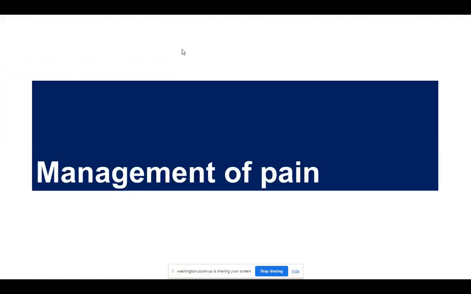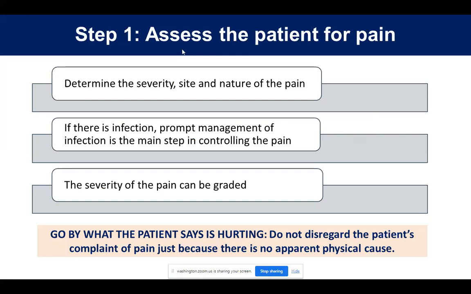Management of pain. So as I told you, if the pain issue is taken care of, then half of the palliative care is done. So here is the assessment of the pain. Go by what the patient says. Listen to the patient. If he or she says it's hurting, that means it is hurting. Believe the patient. Determine the severity, the site, and the nature of the pain.